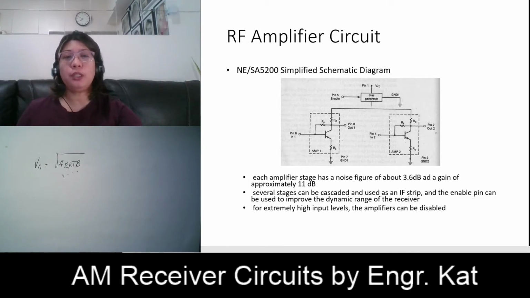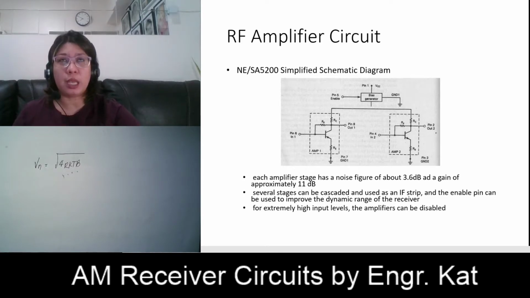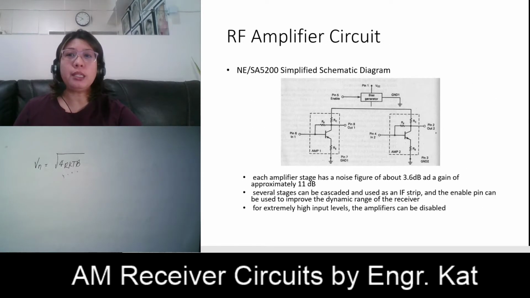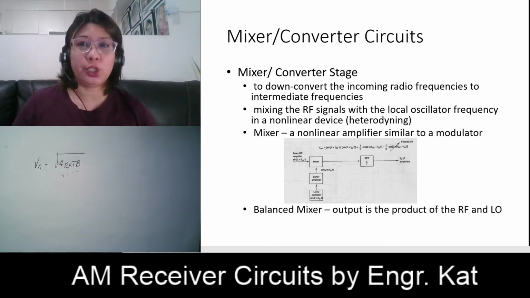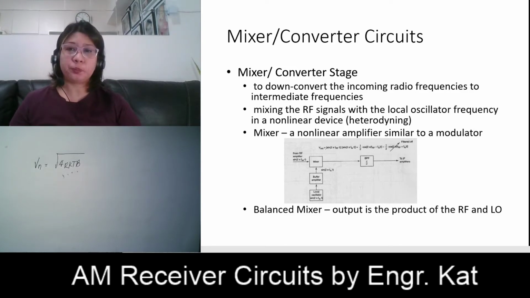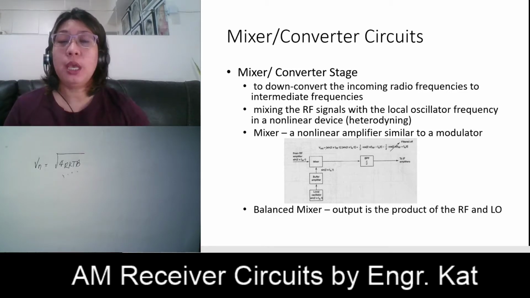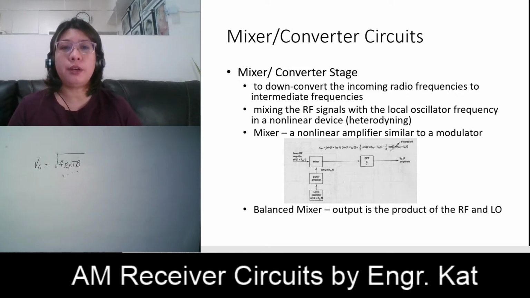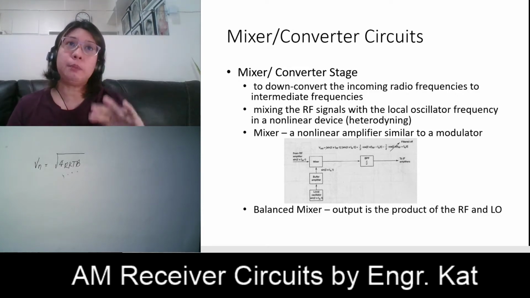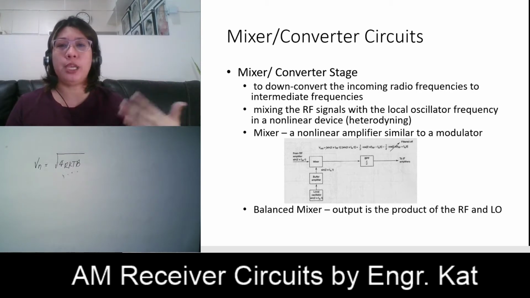The first stage that our signal will encounter is our RF stage. Usually the RF stage is made up of our preselector and our RF amplifiers. Following the RF amplifier stage are our mixer and converter circuits. The purpose of our mixer and converter stage is to down convert the incoming RF, or radio frequencies, to a much lower frequency, which is our intermediate frequency.